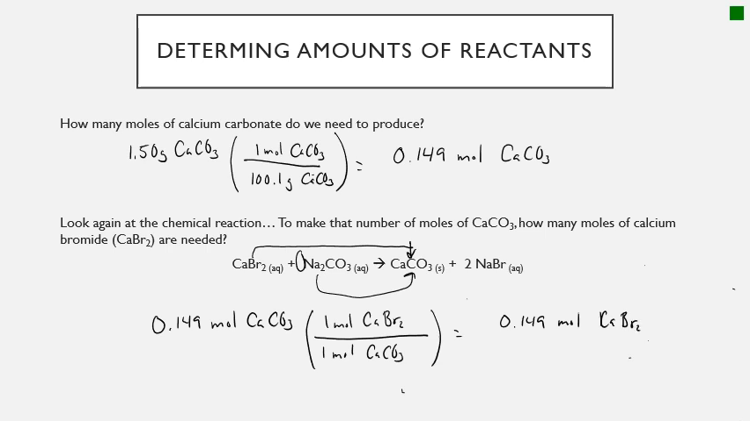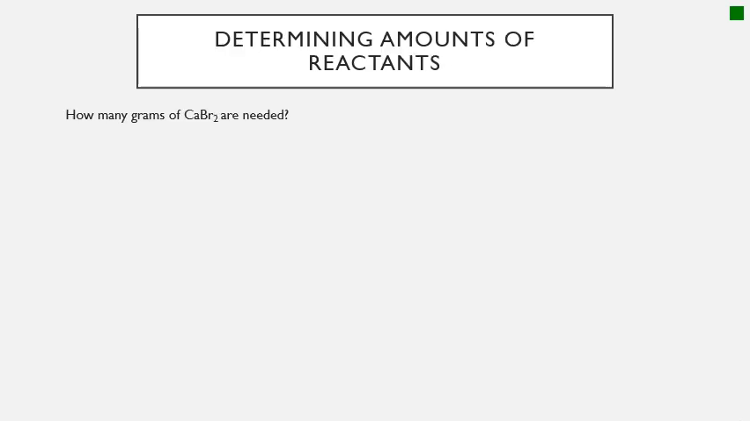Okay, great, so that's the number of moles. Well, of course, I can't go over to a balance and just record moles. I'd have to go and find the number of grams. So I need 0.149 moles of calcium bromide. And then I'm going to run that calculation. Oops, this should say moles.